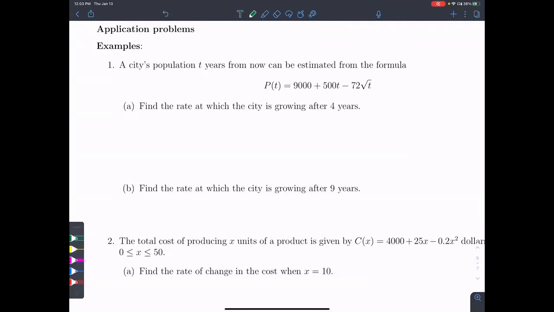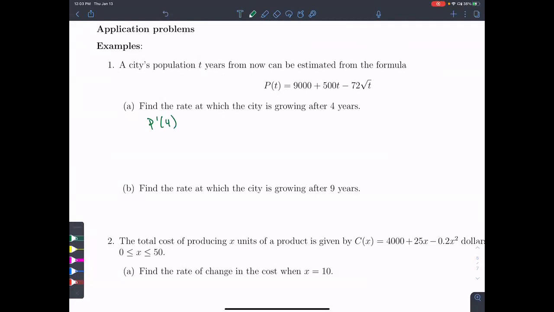All right. A city's population T years from now can be estimated from the formula P of T is 9,000 plus 500 T minus 72 times the square root of T. Find the rate at which the city is growing after 4 years. So we want the instantaneous rate of change at x equals 4. So we want to know P prime of 4.